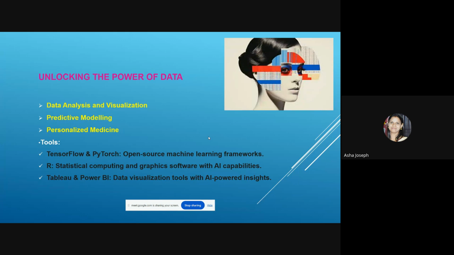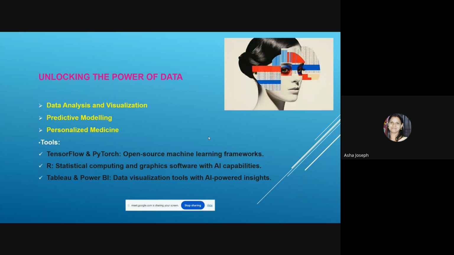So first one, as I told, data analysis and visualization. The AI algorithms can analyze complex data sets. It can identify patterns and anomalies. It can generate insightful visualizations that reveal hidden relationships and trends.